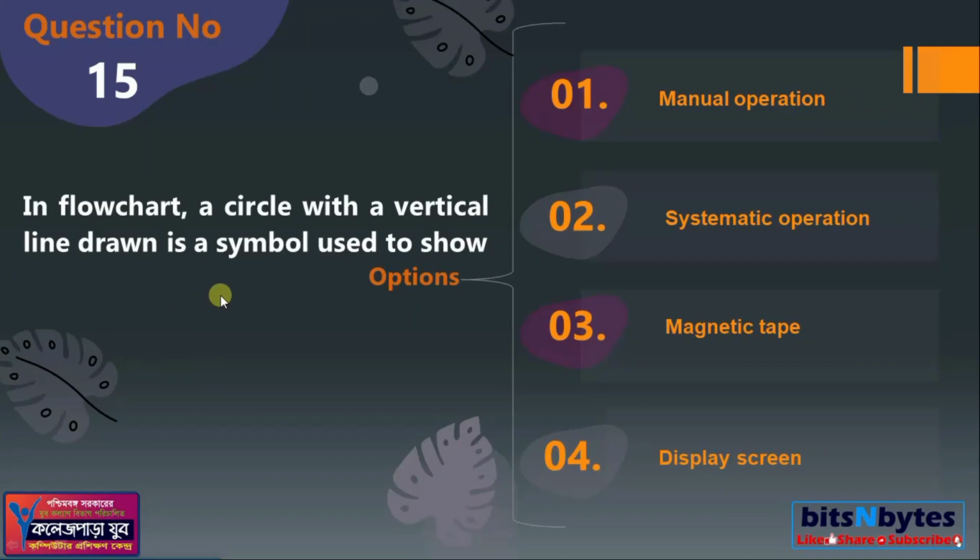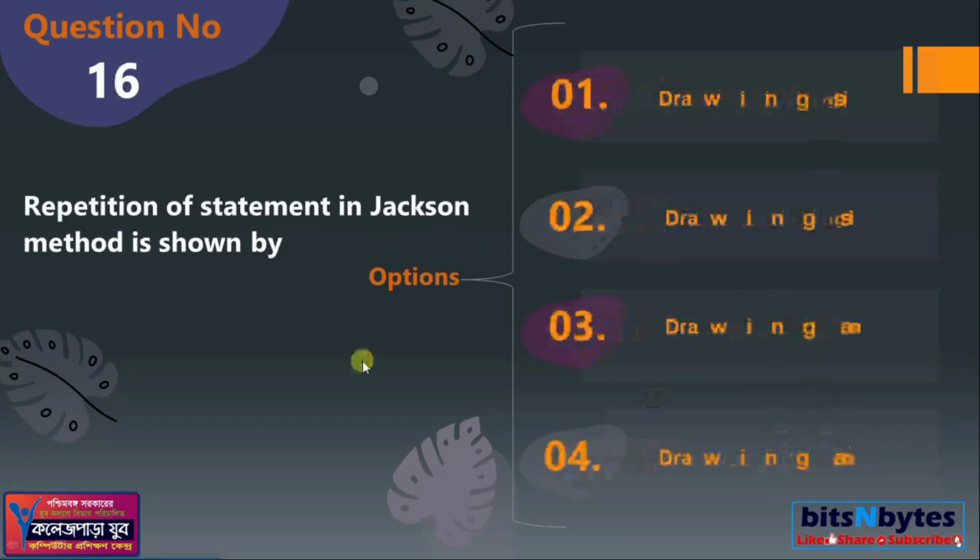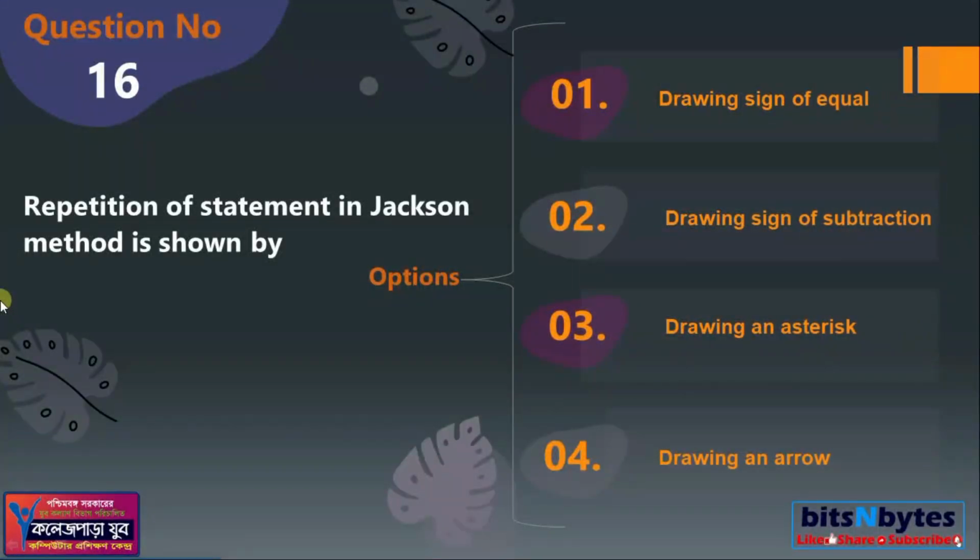Question 15. In flowchart, a circle with a vertical line drawn is a symbol used to show 1. Manual operation, 2. Systematic operation, 3. Magnetic tape, 4. Display screen. Answer: magnetic tape.